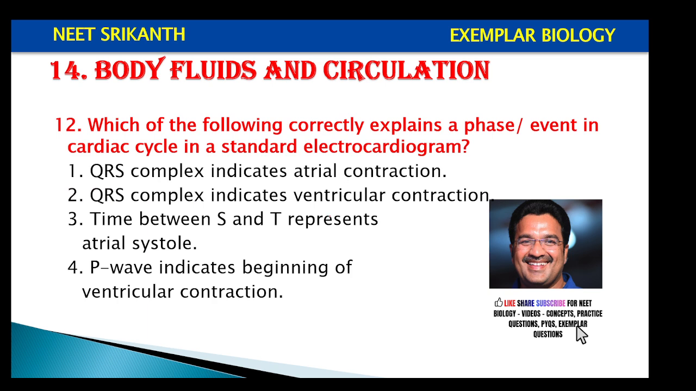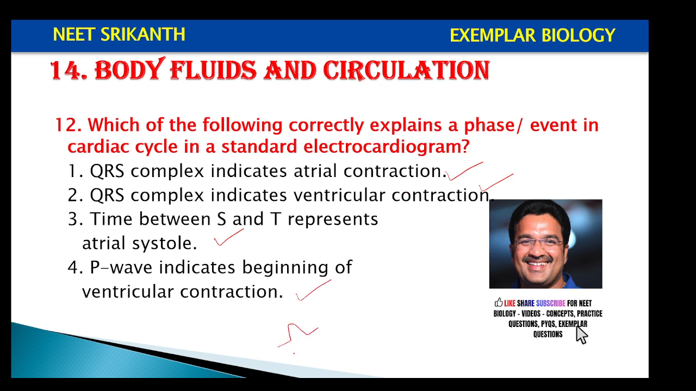Which of the following correctly explains a phase event in cardiac cycle in a standard electrocardiogram? QRS complex indicates atrial contraction. QRS complex indicates ventricular contraction. Time between S and T represents atrial systole. P wave indicates the beginning of ventricular contraction.